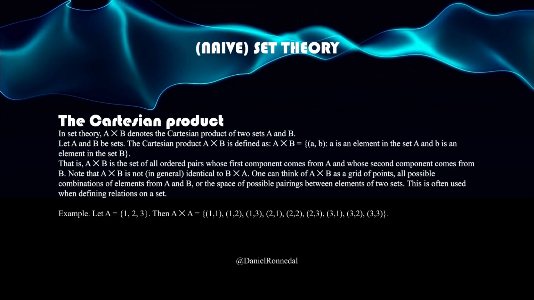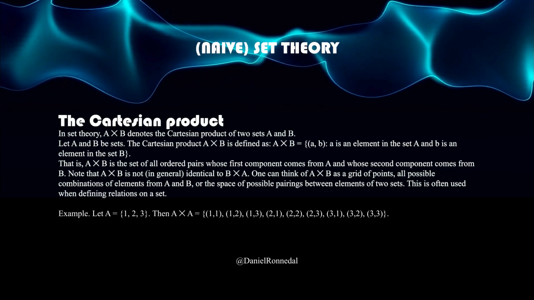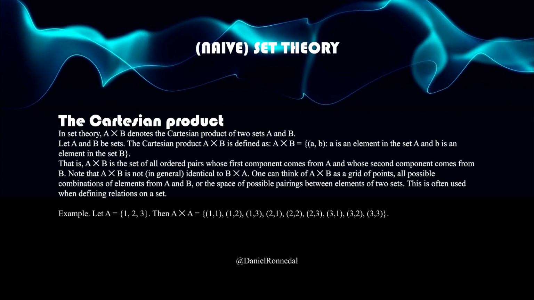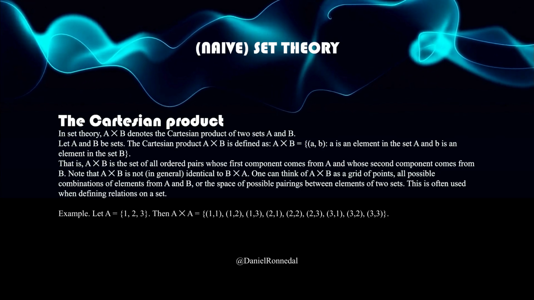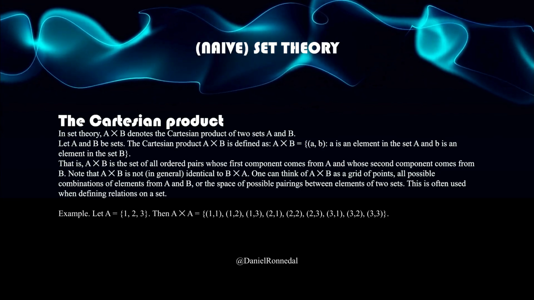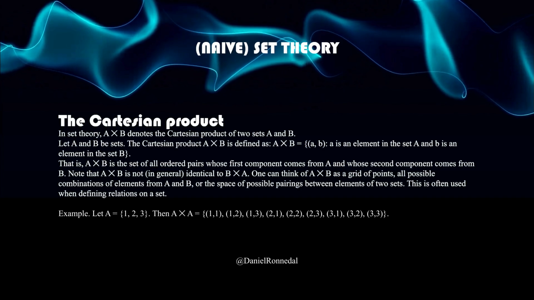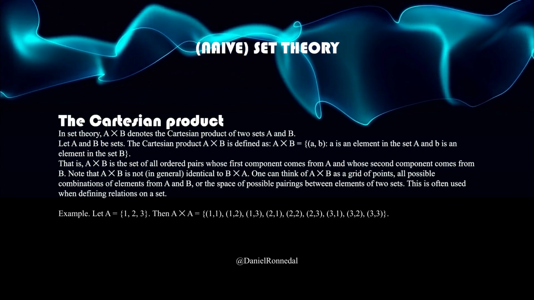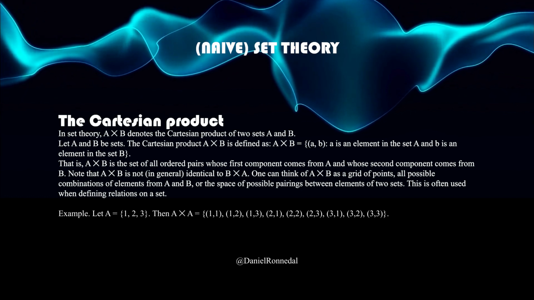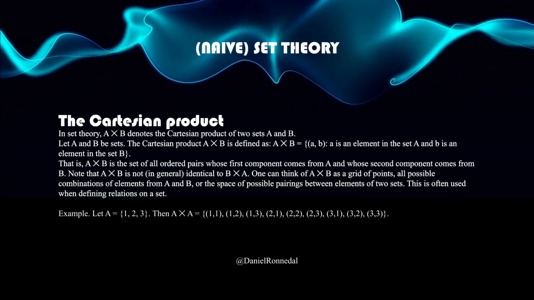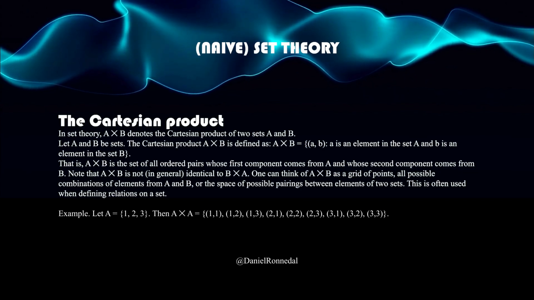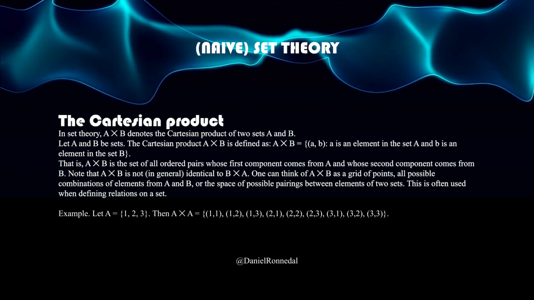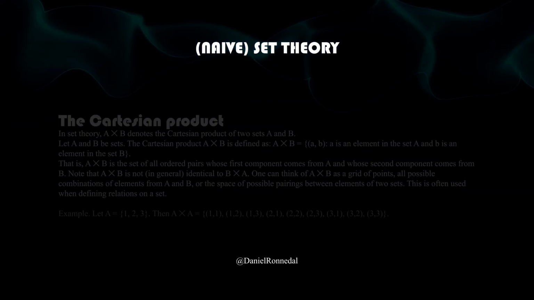One can think of A × B as a grid of points, all possible combinations of elements from A and B, or the space of possible pairings between elements of two sets. This is often used when defining relations on a set. Example: let A be the set {1, 2, 3}. Then A × A is the set whose only members are the following ordered pairs: (1,1), (1,2), (1,3), (2,1), (2,2), (2,3), (3,1), (3,2), and (3,3).